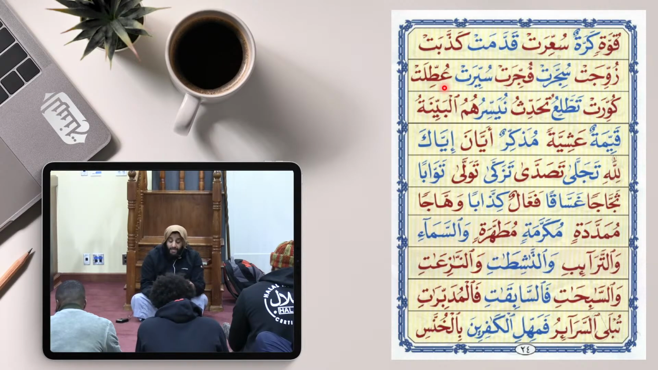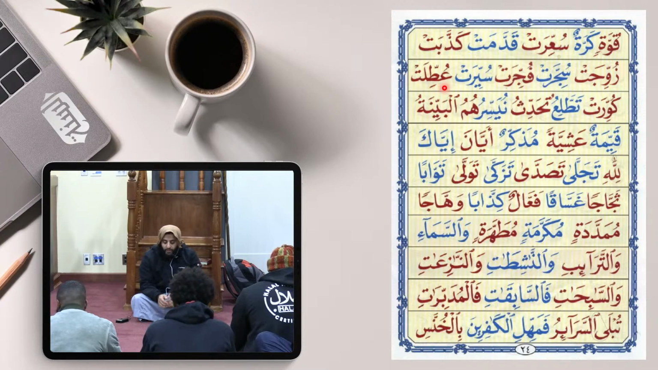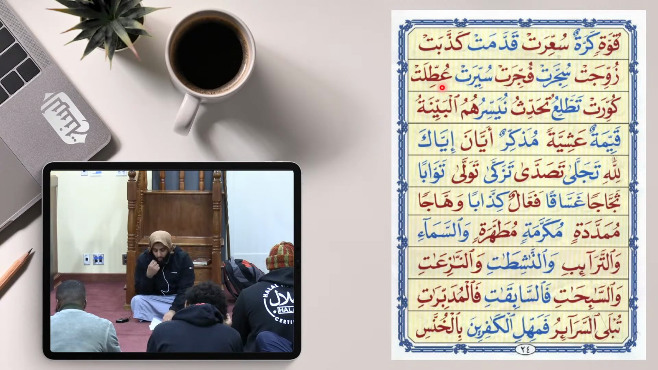عطي لام فتحة سكون لت. عطيلت. لا عطي عطي. عطيلت. عطيلت. زوجت. سجرت. فجرت. سيرت. عطلت. عطلت.